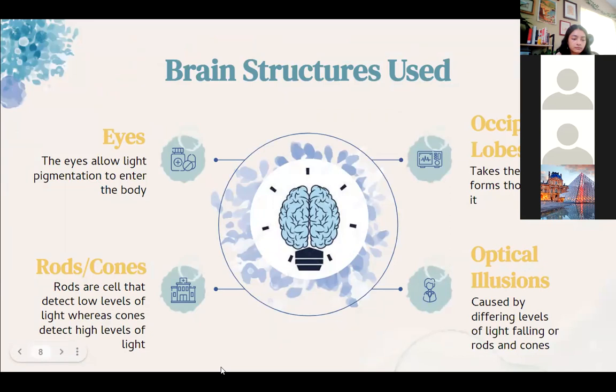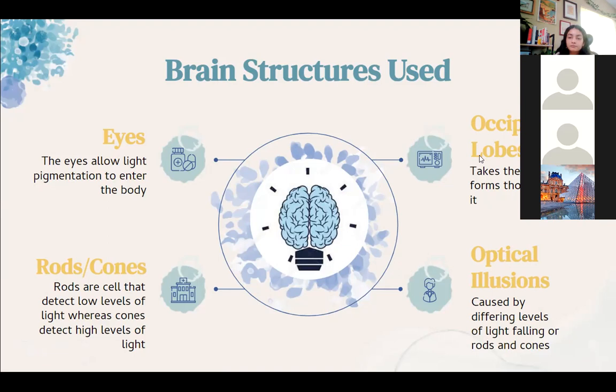So both are individual cell types that are located in our eyes, which allow different levels of light to be absorbed by the brain. So rods are the cells that detect low levels of light, whereas cones detect high levels of light. And this beautiful interaction between rods and cones allows us to perceive depth. They allow us to look at art, and they allow us to just look at all of the beautiful art that you guys have submitted.